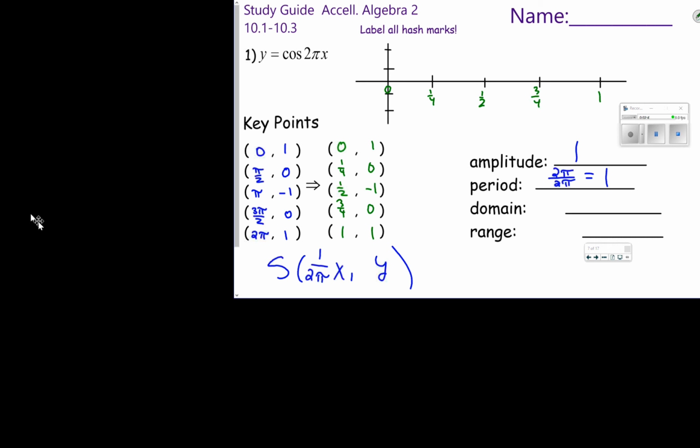And I can do all my little dots. I start at 1, and then 0, and then -1, 0, 1. Connect with a smooth, pretty curve. And answer your final 2 questions: the domain is -infinity to infinity, and the range is -1 to 1.